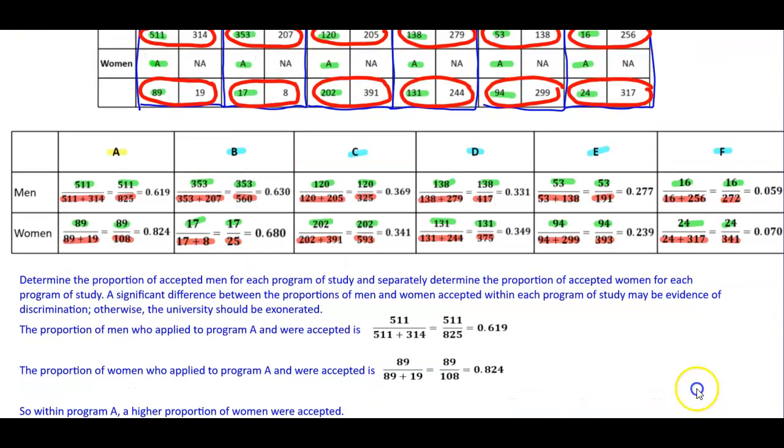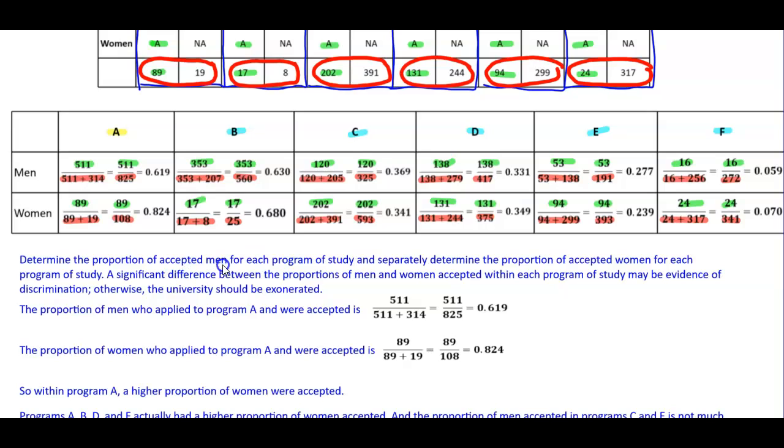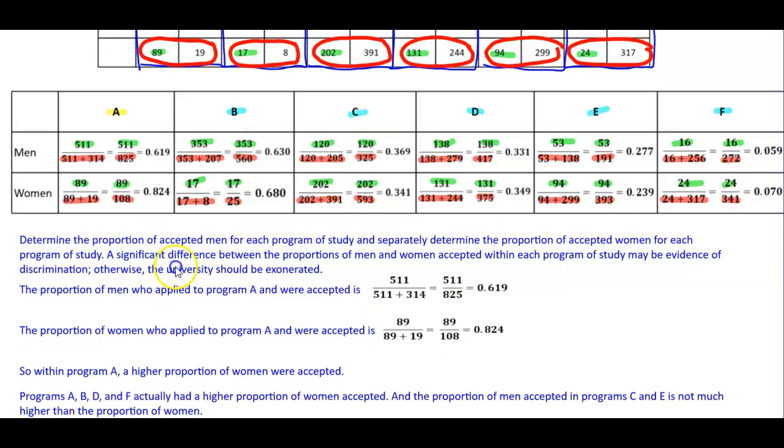So now, again, we determine the proportion of accepted men for each program of study and separately determine the proportion of accepted women for each program of study. A significant difference between the proportions of men and women accepted within each program of study may be evidence of discrimination. Otherwise, the university should be exonerated.